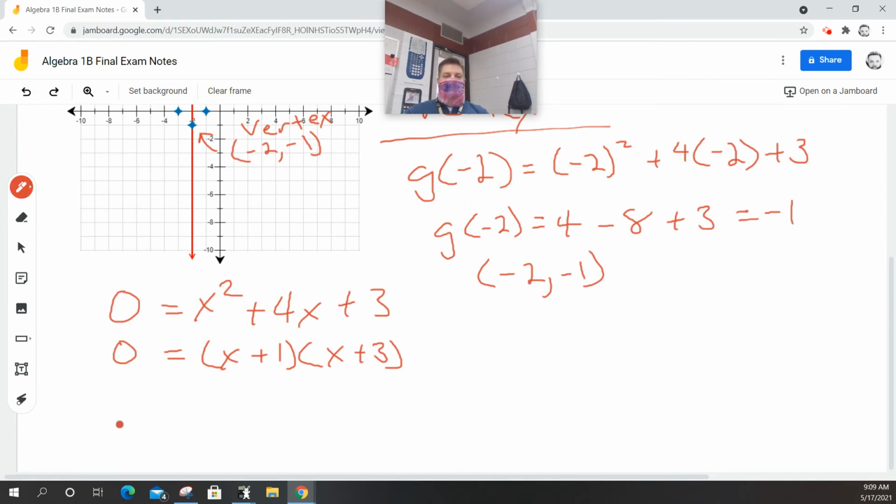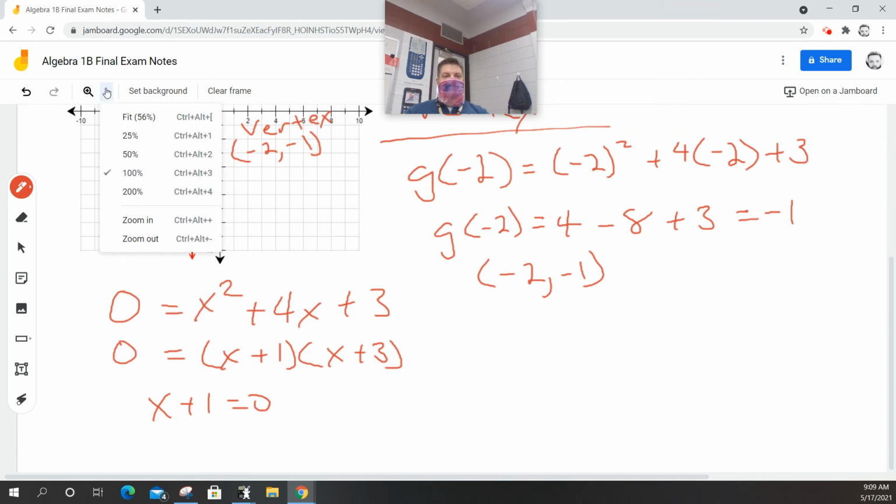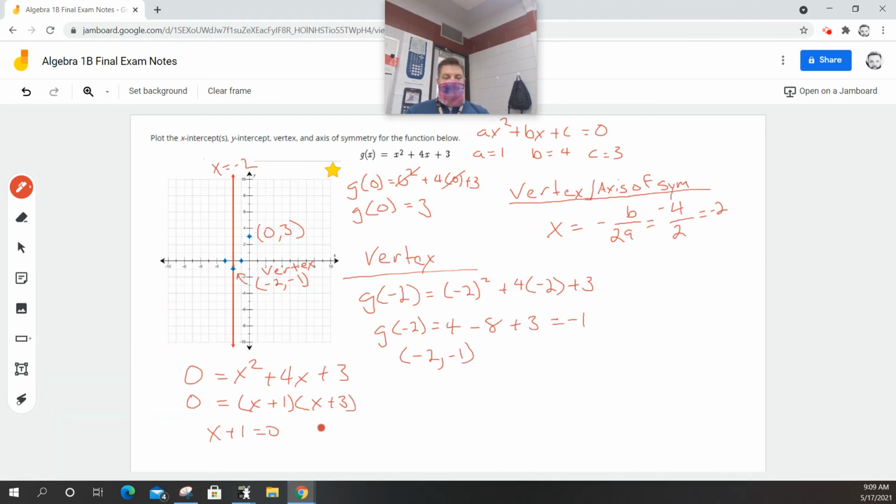And I'll zoom out so you can write everything down. I realize I'm going kind of fast. Actually, why don't I just zoom out now so you guys can fit everything on there. x plus 1 equals 0 and x plus 3 equals 0. So then x equals -1 and x equals -3. So these points right here, -1 comma 0, that's that point. This point right here is -3 comma 0.